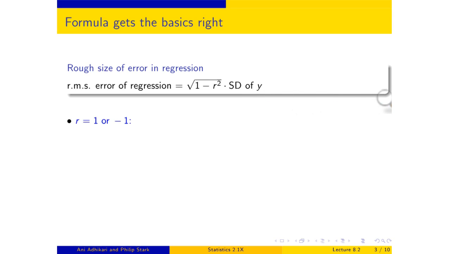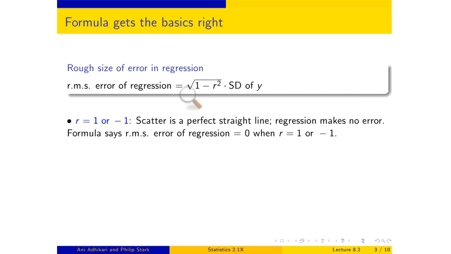So let's take some extreme cases. R equals +1 or -1. Well, then what does the scatter diagram look like? It looks like a perfect straight line, in which case that is the regression line, and you don't make any error if you're using regression. You're going to get it exactly right, and your error is going to be 0. If you plug in +1 or -1 in here, you're going to get 1 minus 1, that's 0, and your formula is going to tell you that the error is 0, which is exactly what it should be. So it gets it right for the extremes of R.